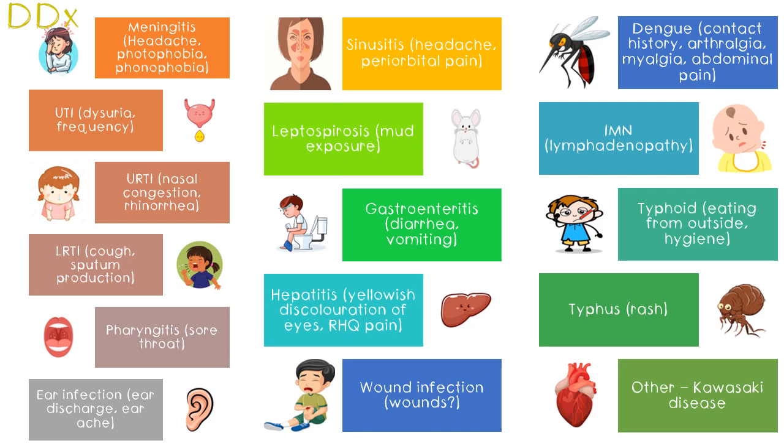A common tropical illness seen in the rainy season is dengue fever, which is mosquito-borne, so ask about any contact history where any siblings or neighbors have had the disease, and any associated joint and muscle pains. The hallmark of infectious mononucleosis or kissing disease, which is common in preschool-age children, is lymphadenopathy. Typhoid fever is associated with poor hygiene and eating from outside, and typhus fever, which is either louse-borne or flea-borne, will present with a rash. Also, consider other diseases according to associated features like Kawasaki disease.